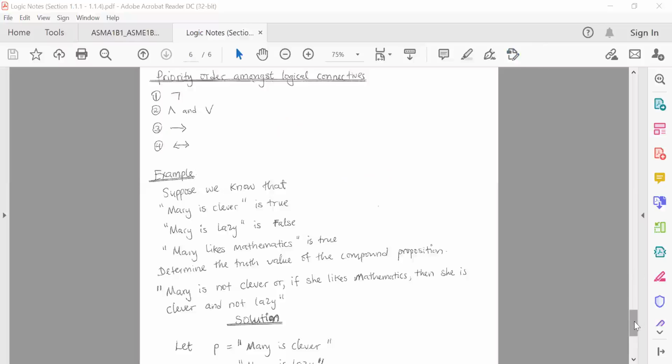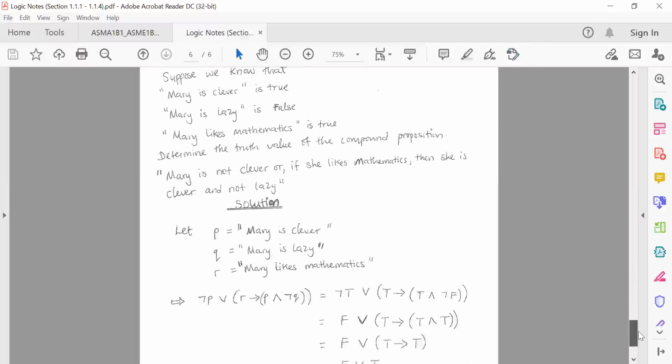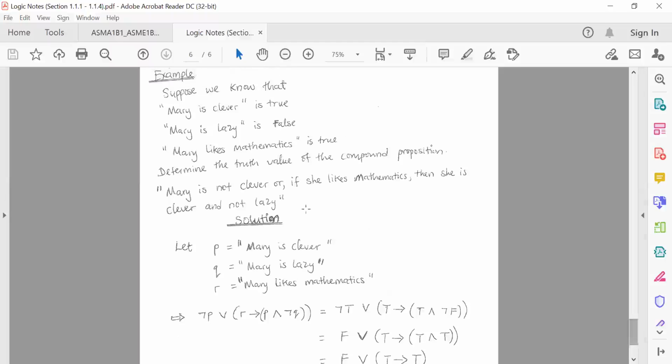Let's see if we're going to get a nice example where they use BODMAS. Yes, we actually have a nice one. This one here. Let me just scroll a little bit more. This says suppose we know that Mary is clever is true. Mary is lazy, I tell you that it is false. Mary likes mathematics, again I tell you that that statement is true.